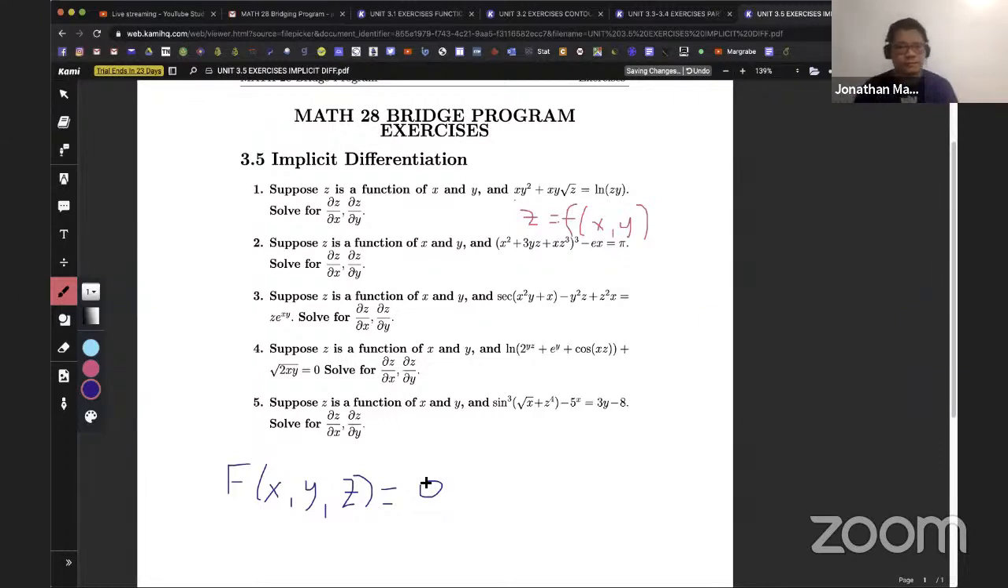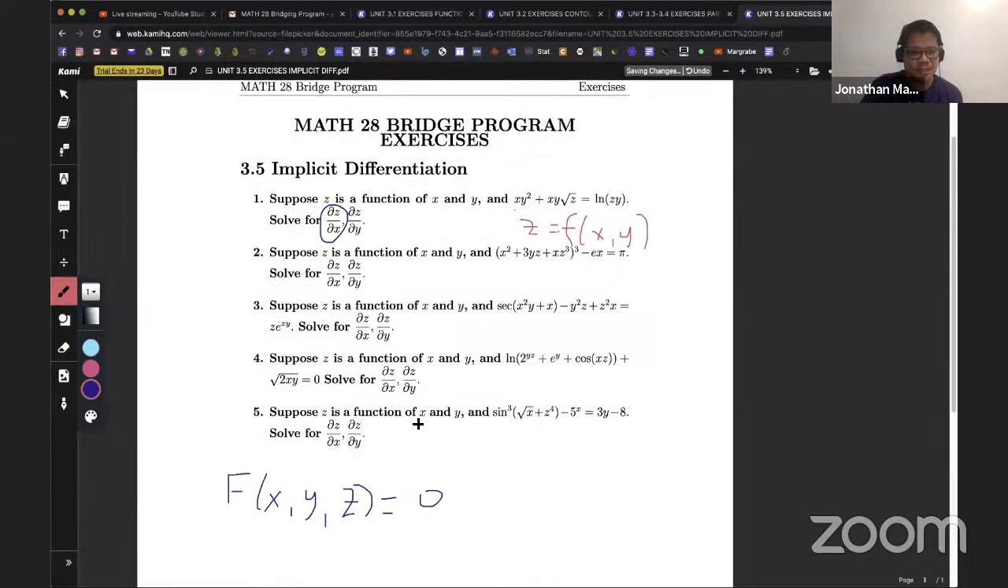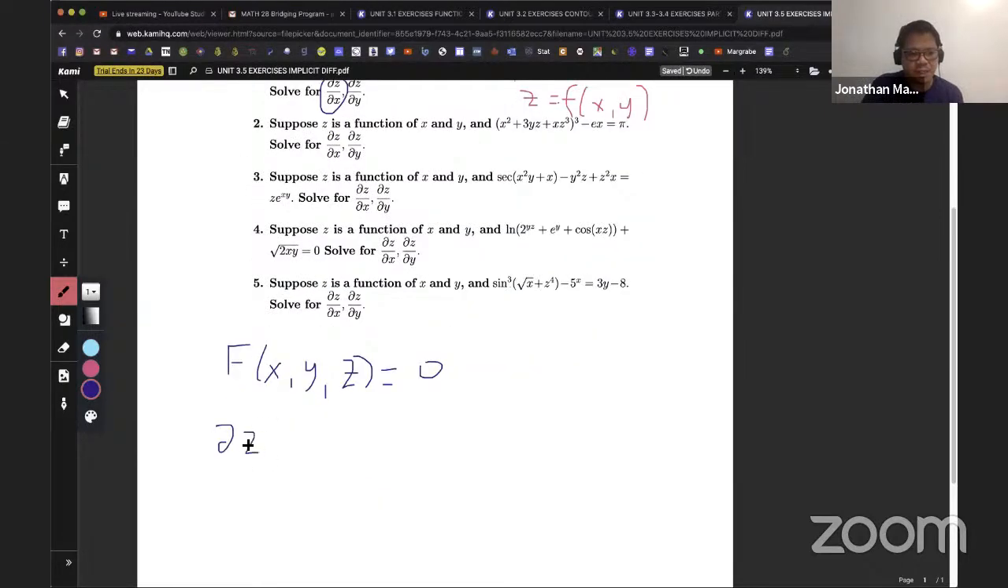Okay? Now, let's say we want to solve for the partial of z with respect to x. Okay? We want to solve for the partial of z with respect to x. Okay? So dito magdadagdag lang tayo ng formula. Okay? So that will be the negative of f sub x over f sub z. Okay? Negative of f sub x over f sub z. Okay?